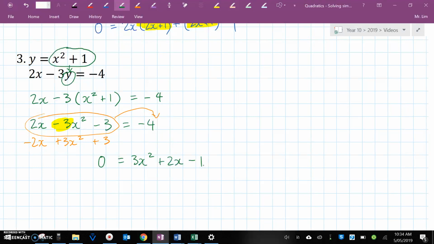Again, this is a non-monic quadratic trinomial. So, I'm going to multiply 3 and minus 1 to get minus 3. And I'm looking for two numbers that multiply to minus 3 but add to positive 2. Those two numbers are 3 and minus 1. So I'm going to split this 2x into 3x and minus 1x. Just bringing those down.